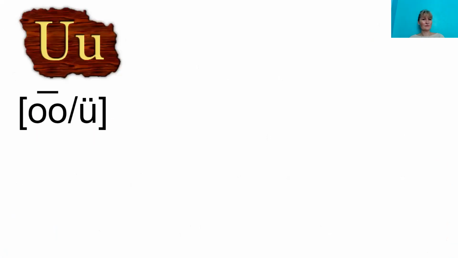Now we get to some sounds that not everybody is familiar with. So U makes a couple of other sounds as well. So this one is U sound. Very similar to Russian U.